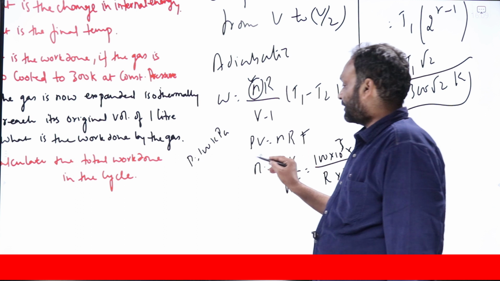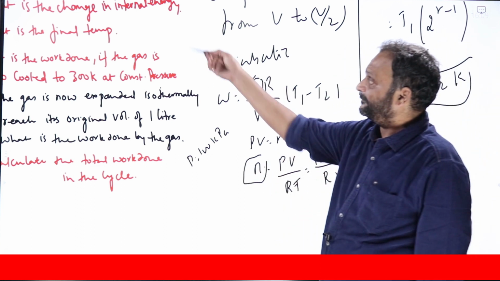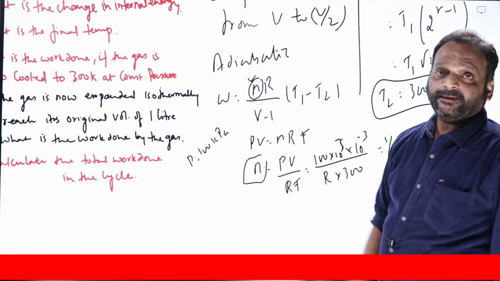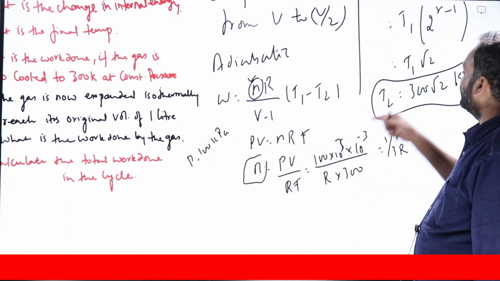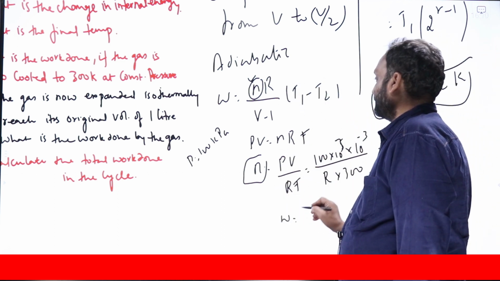So in order to find the n value, he has mentioned the initial pressure as 100 kilopascal. Now we have the n value, T1 value, T2 value, and gamma value. What is the work done in the process?